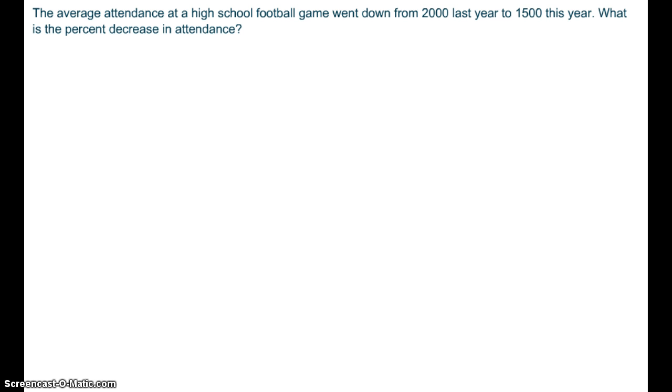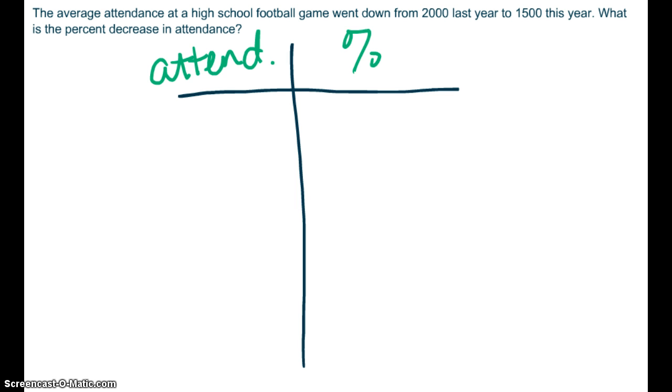Go ahead and copy down this problem, and I'd like you to fill out a ratio table and see if you can solve the problem. The average attendance at a high school football game went down from 2,000 last year to 1,500 this year. What is the percent decrease in attendance? So the attendance was 2,000 people. It currently is 1,500 people. What is the percent decrease? Write that down, draw out a ratio table, and solve.